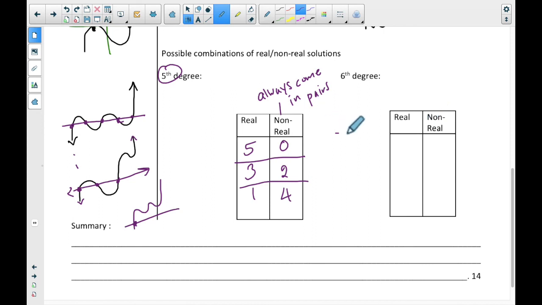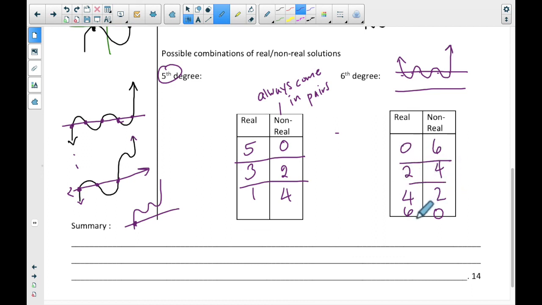So for 6th degree, for instance, we could have 6 non-reals, 4 non-reals, 2 non-reals, 0 non-reals. 6th degree is going to look a little bit different. It's kind of more of a W, just with a bunch of bumps in it. Okay, so here's our 6th degree. We could have 1, 2, 3, 4, 5, 6 that are all real and no non-reals. And then again, we can move those bumps however we need to. We can move the whole thing and have 0 reals and 6 non-reals, or we can move the bumps in other ways in the middle. And so 2 and 4, and I'm getting these numbers because again, they have to add up to 6.